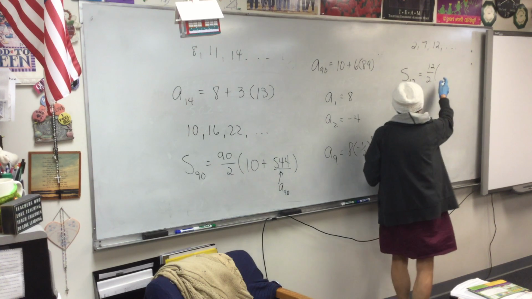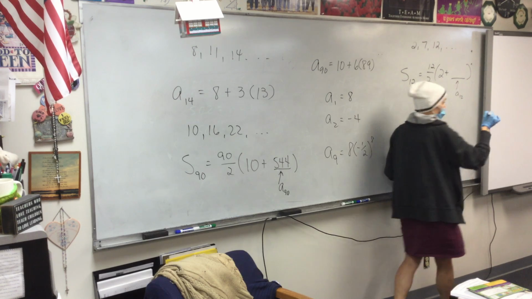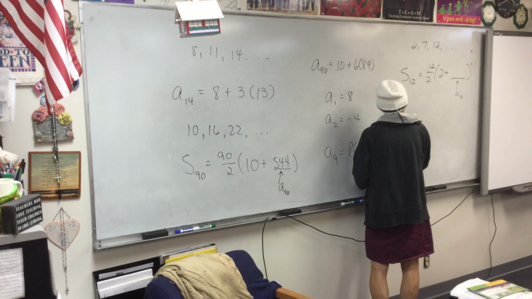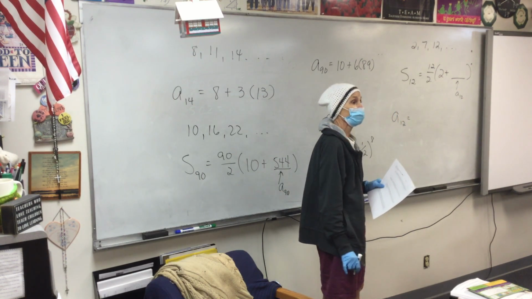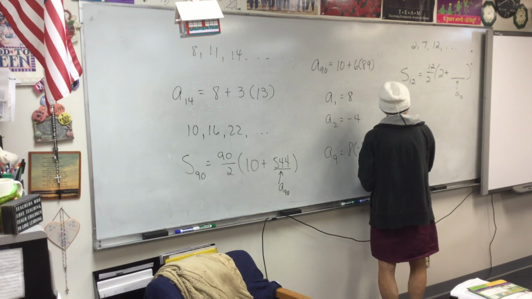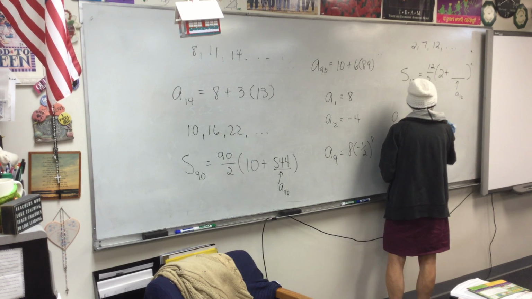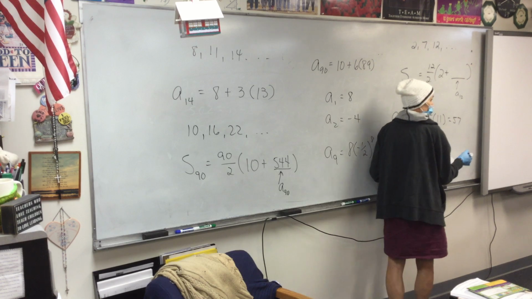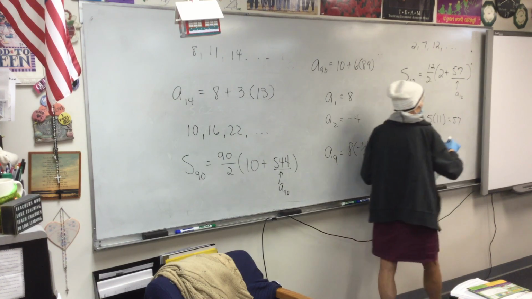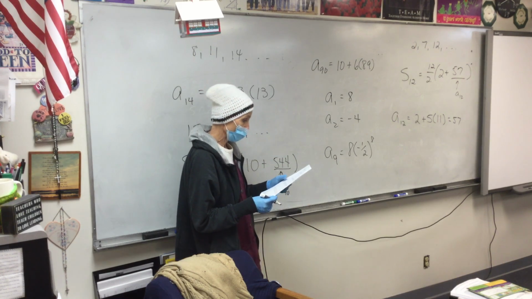And then what goes in here? 2 plus what? The 12th term, which we don't know. So we'll figure out the 12th term using our arithmetic term formula, which is, how's that work? 2 plus 5 times 11. So I can do that: 57. And then what do I do with the 57? Put it right here. And then I can crank it out and answer the question.